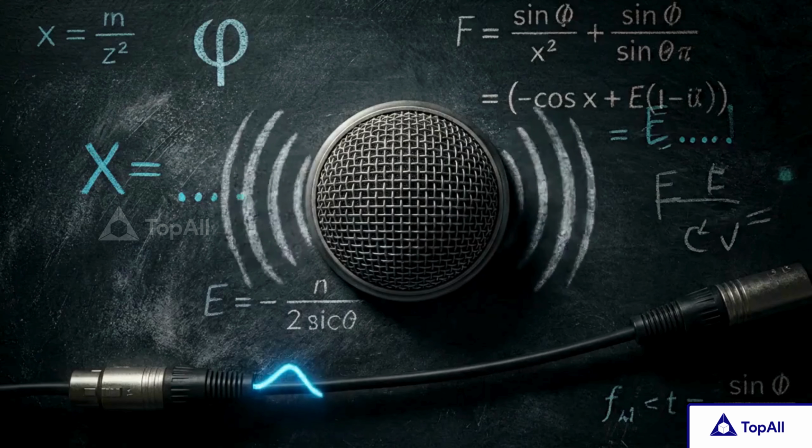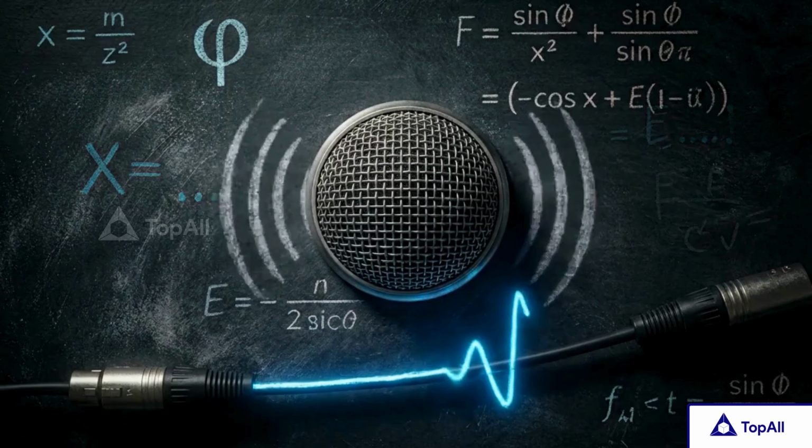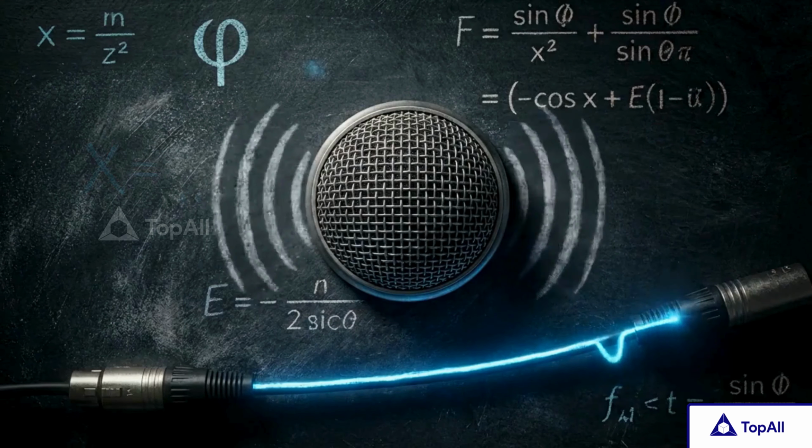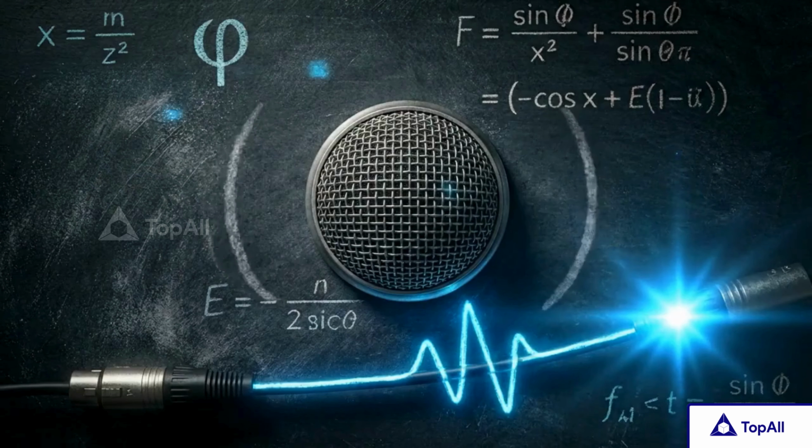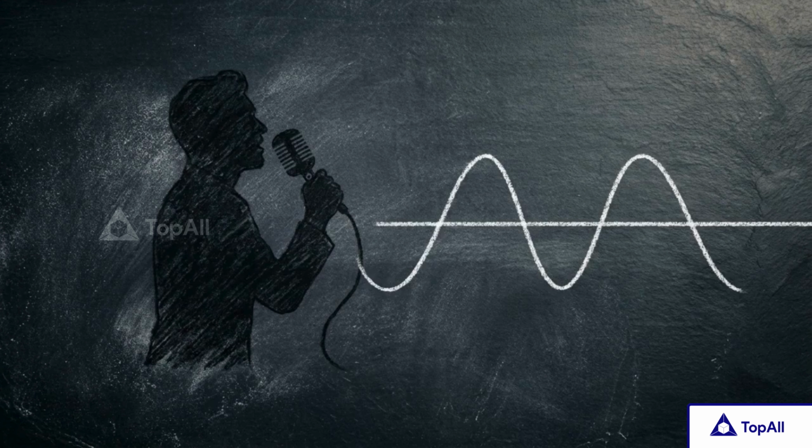Defining these variables allows us to convert sound waves into electrical signals and back again. It is the mathematical blueprint that lets a microphone isolate a single voice and transmit it as a clear signal across a medium.